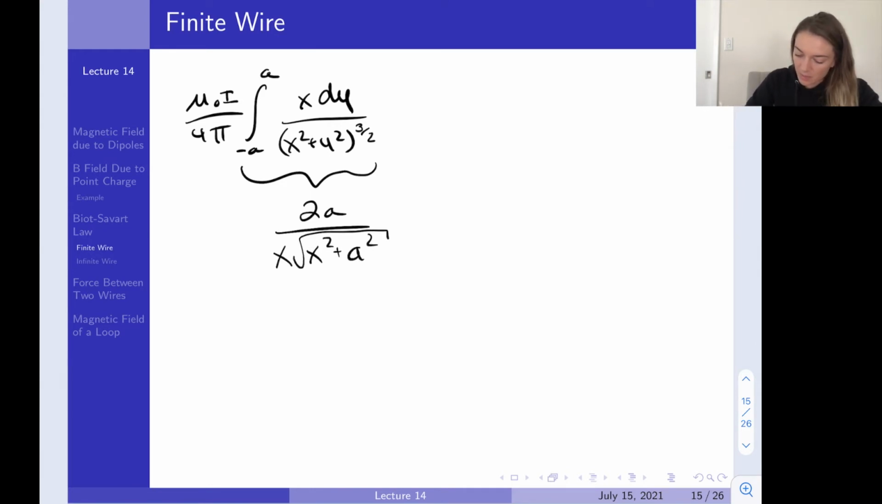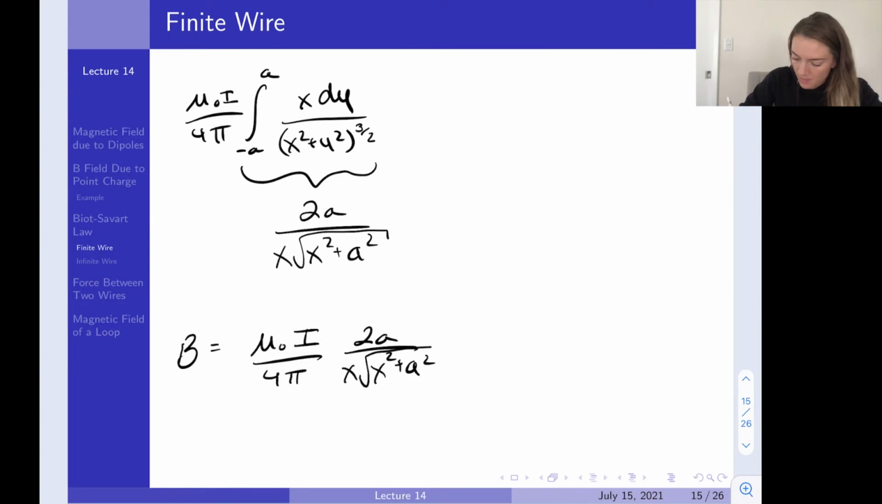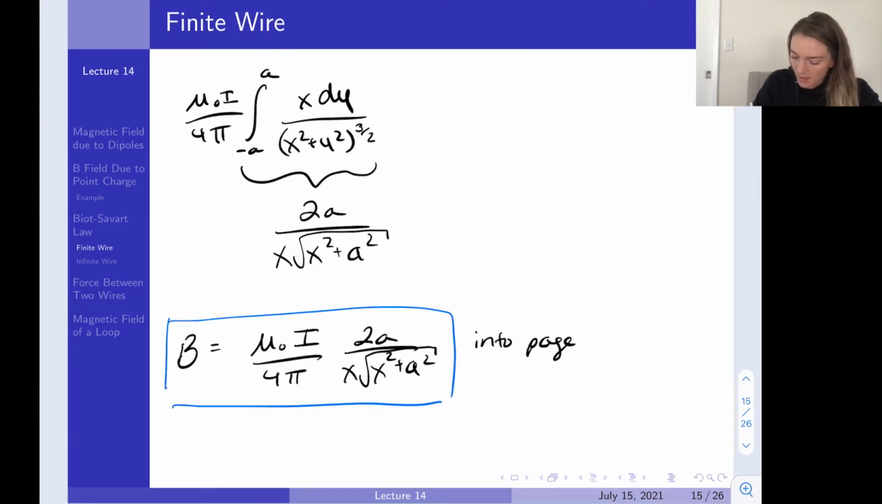So then we just have the mu naught. Let me just write this as B. So we have B equals mu naught I over 4 pi times 2a over x squared plus a squared. And this is into the page. So this is our magnetic field.